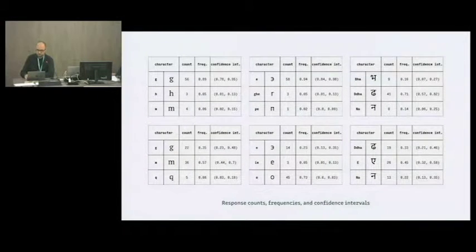Wow, we're in half already. So for the Latin, you see that when people saw the triplets G, H, and M, and this was randomized for each participant, they mostly responded that the G does not belong among the three.